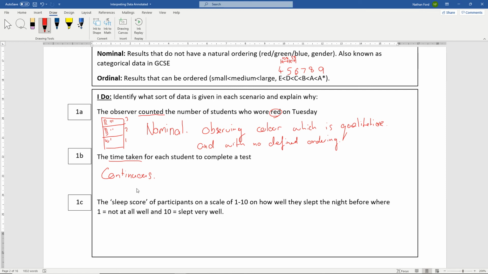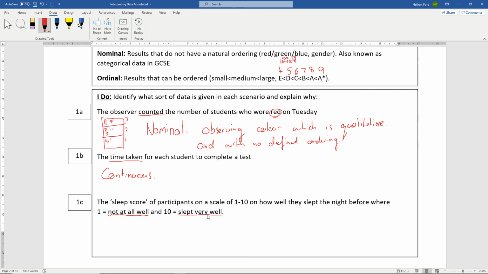Last but not least, we have a sleep score of participants on a scale of 1 to 10 on how well they slept, where 1 is not well at all and 10 is they slept very well. Another really interesting one, we're taking more numbers. Now, this is not nominal because there is actually an order to it, with 1 being very little and 10 being very good. But it actually has to be qualitative because we're talking about it in terms of words, not well at all versus slept very well.